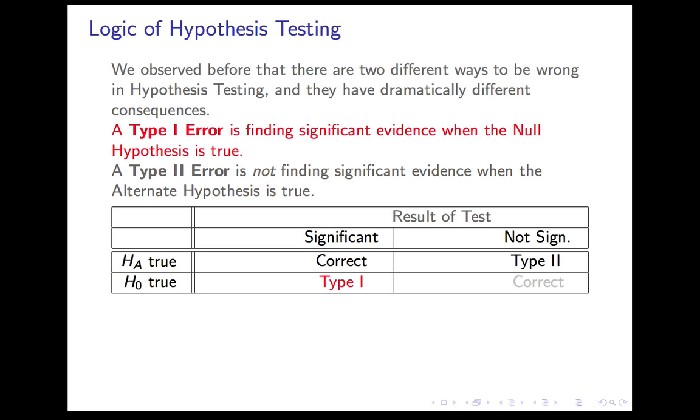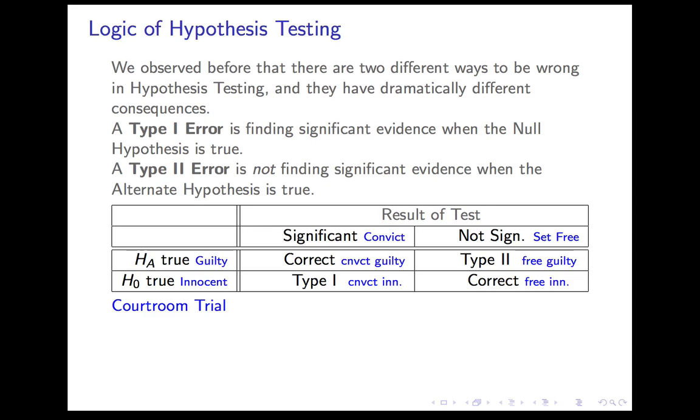If the null hypothesis is true, if there's nothing going on and you find evidence that convinces you, you've made a type 1 error. And then, of course, if there's nothing going on and you don't think there's anything going on, if the null hypothesis is true and you do not find significant evidence, then again, you're correct. Let's think about what these look like in two of the examples I talked about earlier that I said would be helpful pictures to have in mind.